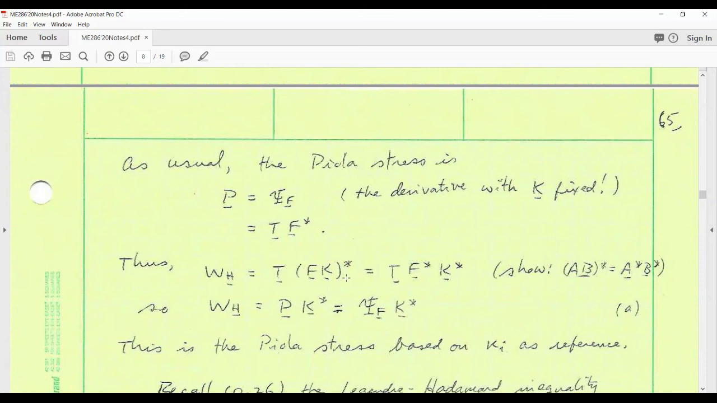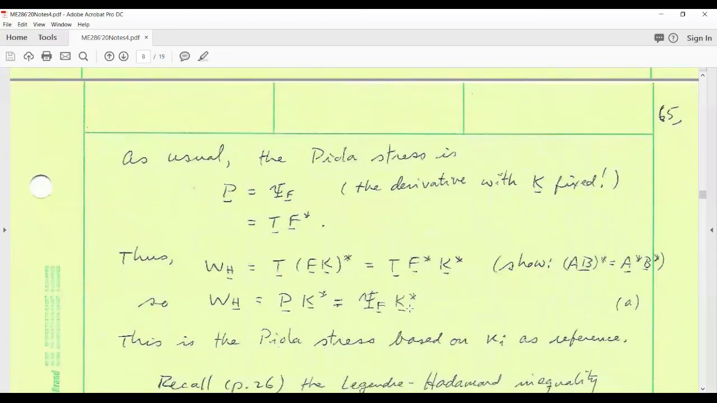That's a small thing to prove, and I encourage you to do that in your notes somewhere. So F K star, the cofactor, is F star, K star, the product of the cofactors. This F star is our Piola stress, the conventional Piola stress based on the reference configuration. So the W_H, the Piola based on the intermediate, is the conventional Piola times the cofactor of K. The conventional Piola is the capital psi dF times K star, okay?